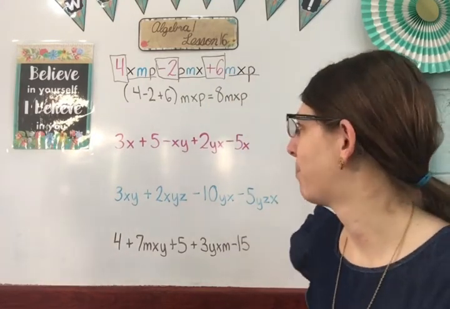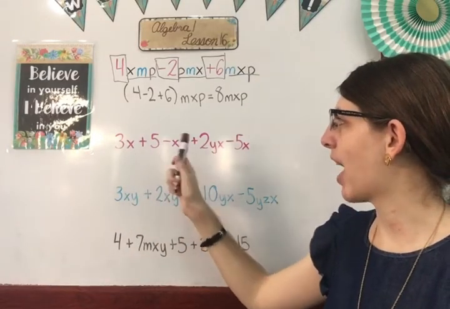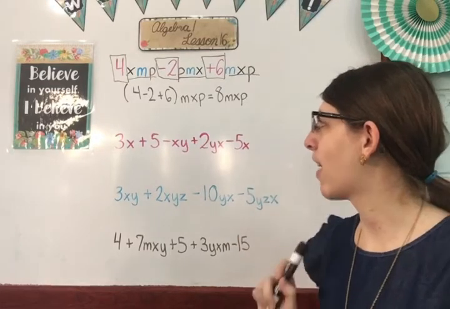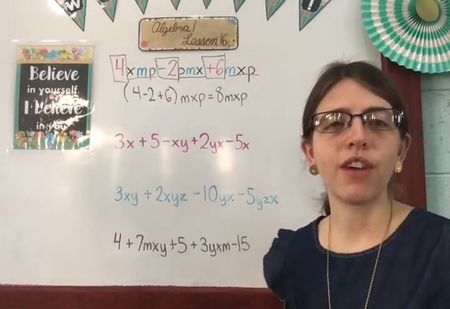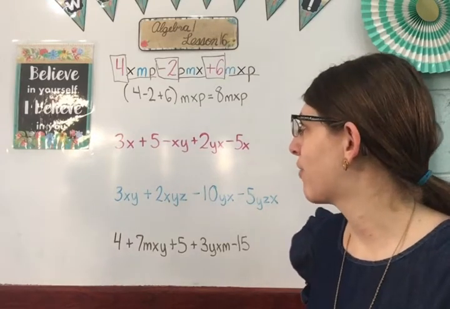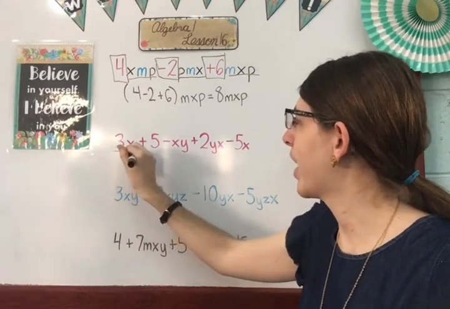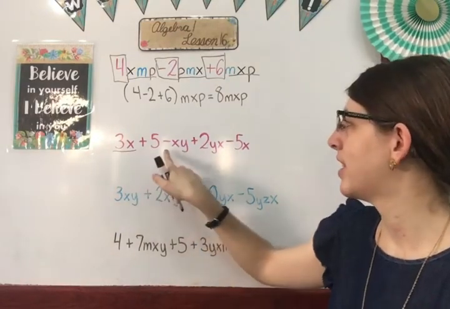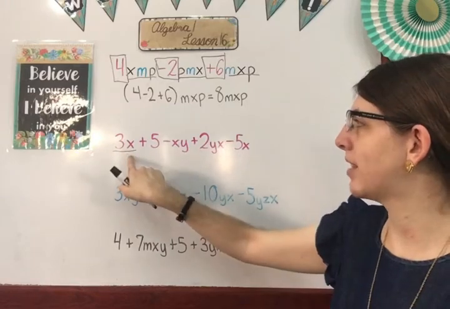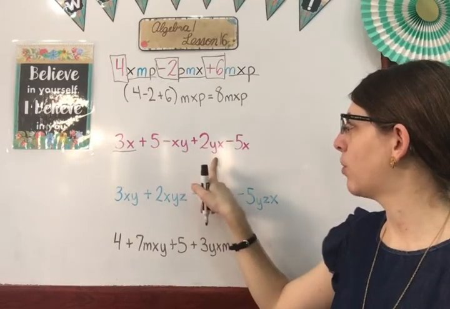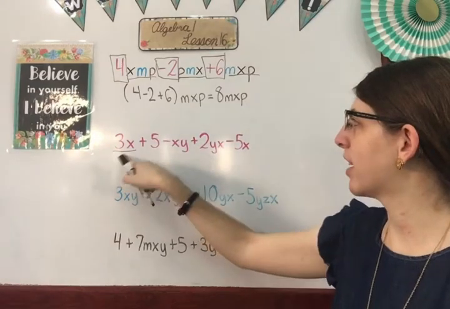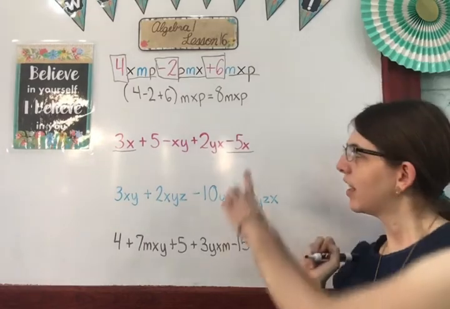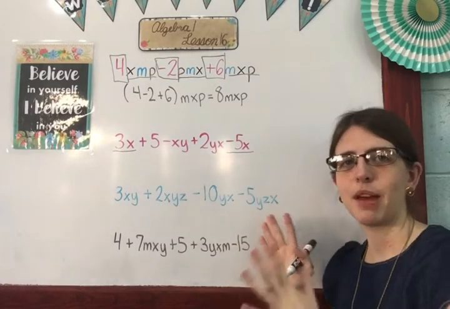Let's do another example. 3x plus 5 minus xy plus 2yx minus 5x. So I need to go through and find all of my like terms. I'm going to find my first set. Here I have 3x. Are there any like terms? Well, 5 no, because it doesn't have an x. Negative xy? Nope, because this doesn't have a y. 2yx? Nope, no y over here. Negative 5x? Yep. Because x and x, it's the same variable.